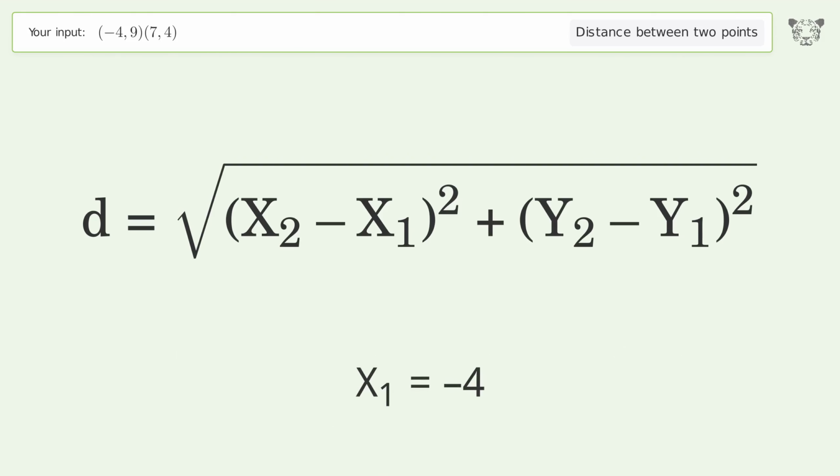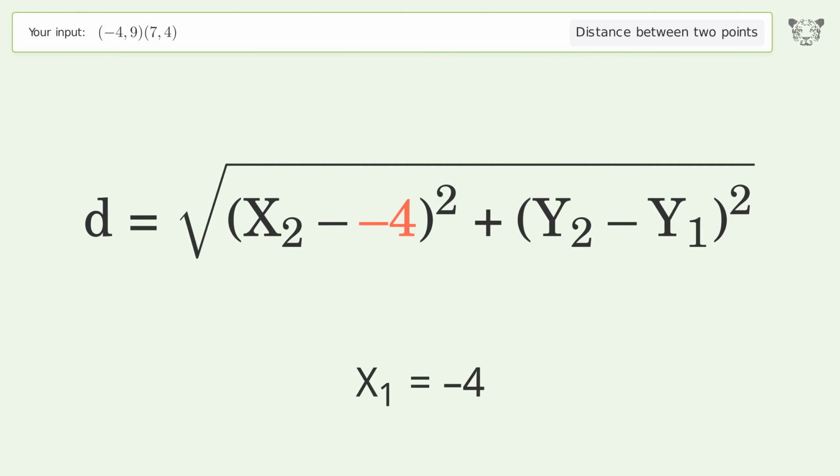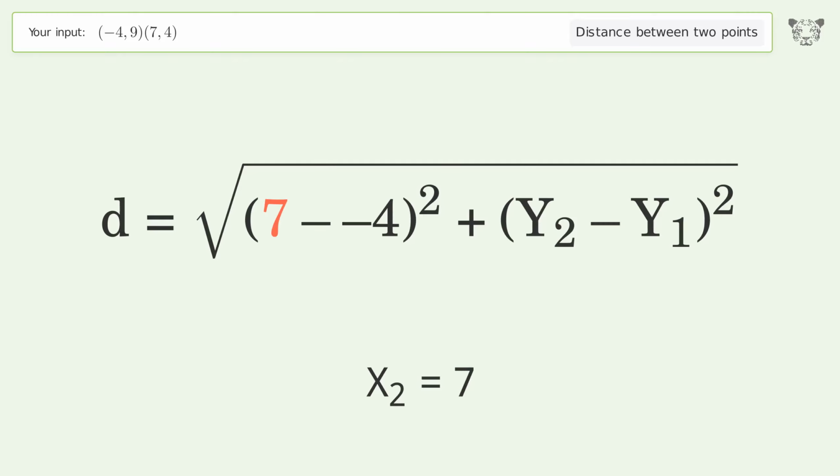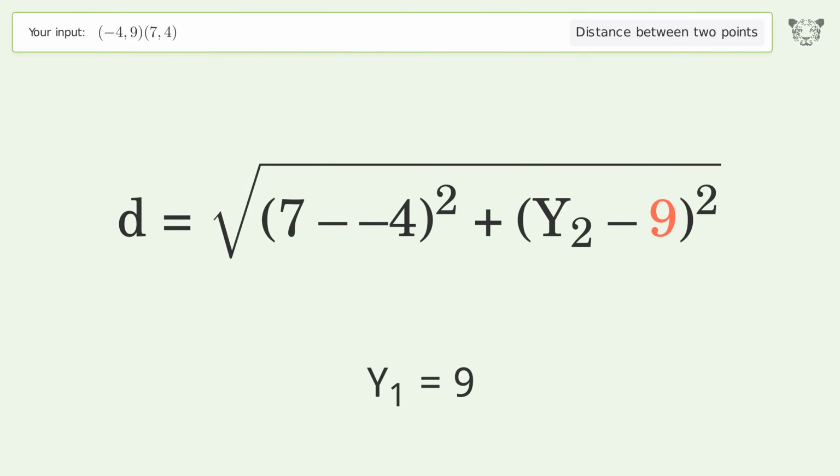x1 equals -4. x2 equals 7. y1 equals 9. y2 equals 4.